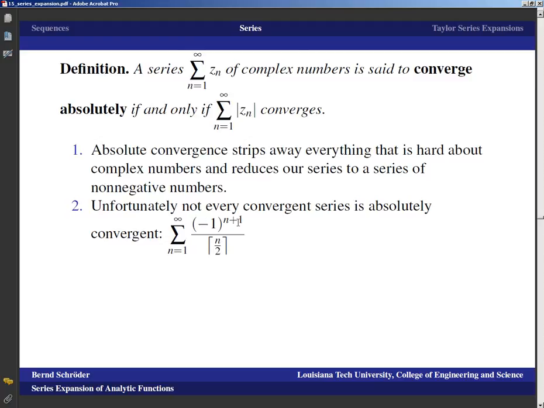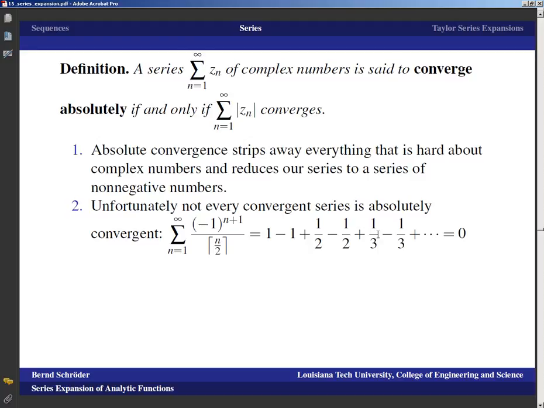(-1) to the n plus 1 just means that your signs are alternating, divided by the ceiling of n halves. So you divide n by 2 and then round up. That gives you that your first term is 1, your next term is -1. The next term is 1 half, the one after that is -1 half. The next one after that is 1 third, the next one after that is -1 third, and so on.